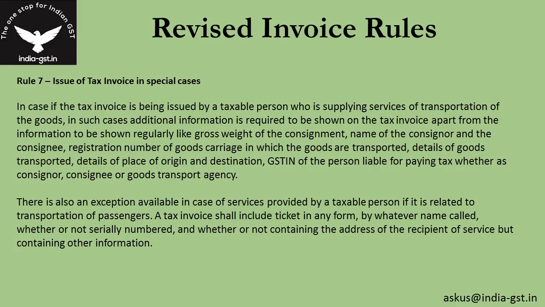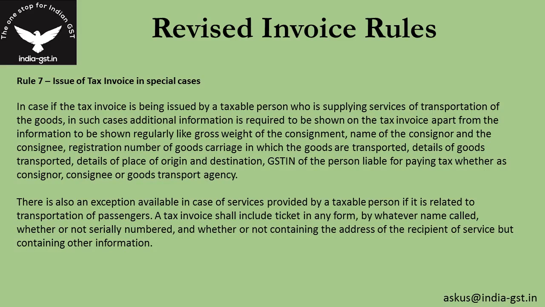In case the tax invoice is being issued by a taxable person who is supplying services of transportation of goods, additional information is required to be shown on the tax invoice apart from the information to be shown regularly, like gross weight of the consignment, name of the consignor and the consignee, registration number of goods carriage in which the goods are transported, details of goods transported, details of place of origin and destination, GSTIN of the person liable for paying tax, whether as consignor, consignee or goods transport agency.